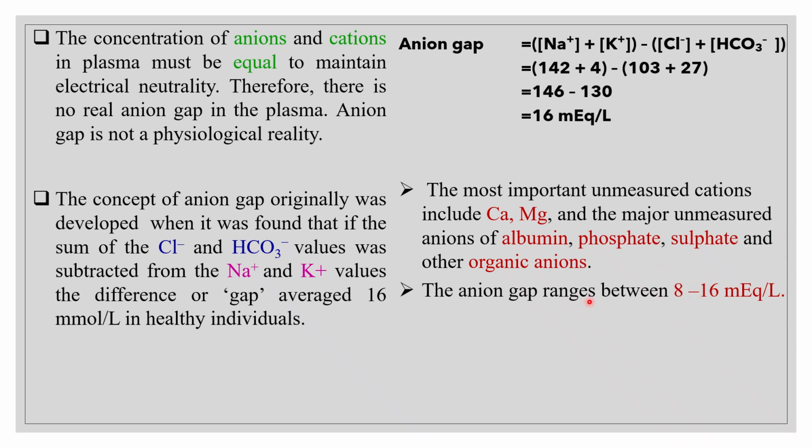So anion gap ranges between 8 to 16 milliequivalents per liter in a healthy person. If there is a deviation from this anion gap, that also gives information about the metabolic or respiratory disorders.